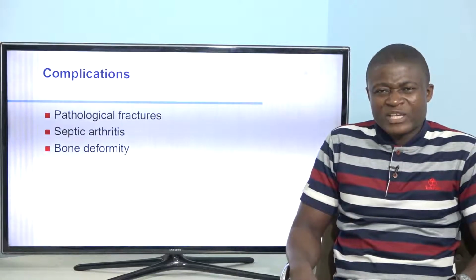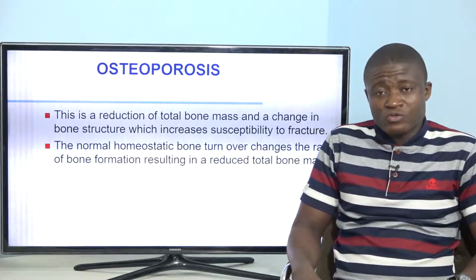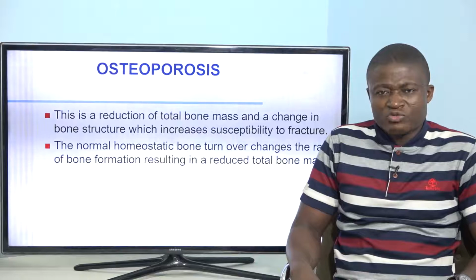What are some complications of osteomyelitis? We have pathologic fractures, we have septic arthritis, and then we have bone deformity. So we zoom to osteoporosis. Now, when you say osteoporosis, what do we mean?